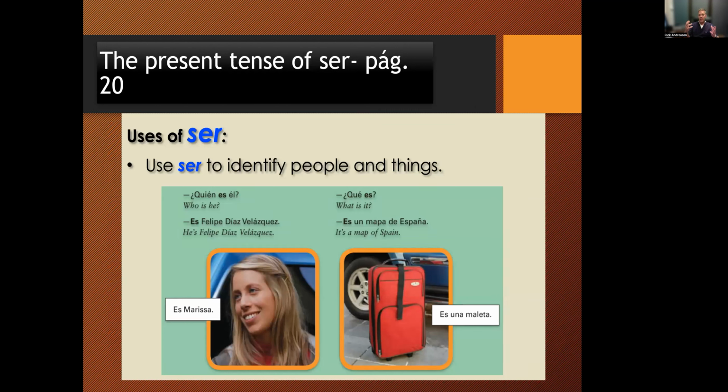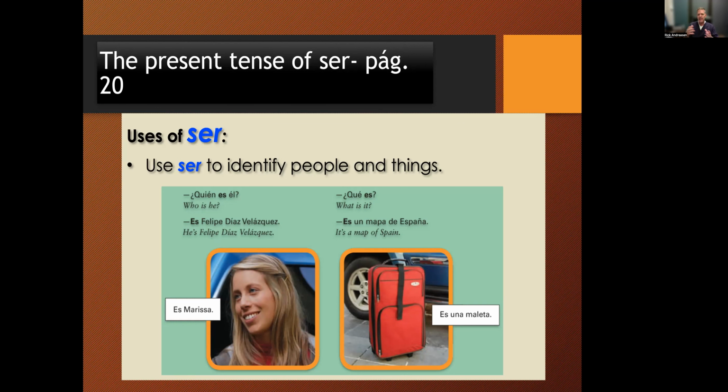Okay, we said ser is used to identify people and things. ¿Quién es él? Who is he? Es Felipe Díaz Velázquez. He's Felipe Díaz Velázquez. Now note, the verb es, the third person singular, can only be used with a third person singular. So if someone says in that dialogue, ¿Quién es él? Es Felipe Díaz Velázquez. You don't need to repeat the él. You don't have to say él es Felipe Díaz Velázquez, because that's already understood in the word es, as you're talking about him, and the context comes from that first sentence.